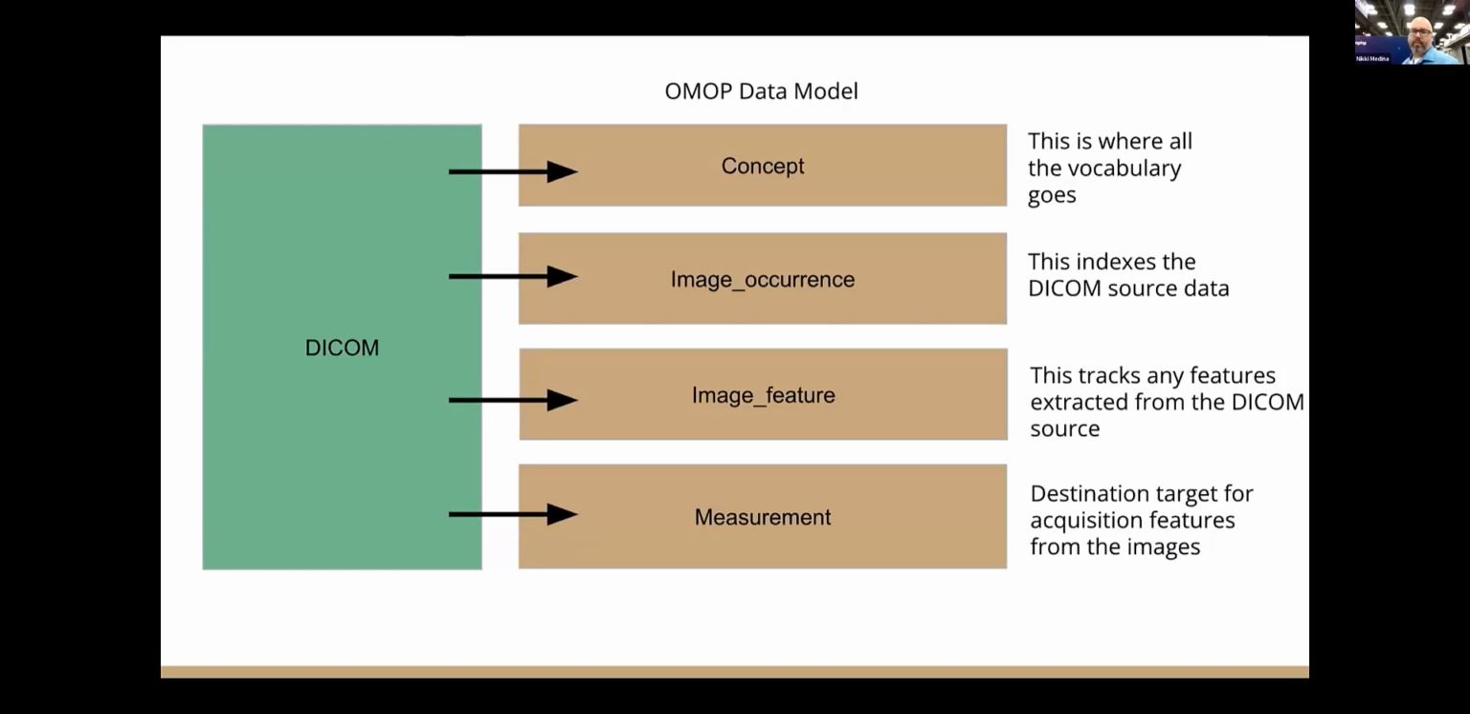The image feature table can arguably be one of the more important tables here. This serves as the actual bridge between feature and image, and it will track which specific features belong to which specific images. It's the perfect bridge between DICOM and OMOP. And then the last table is the measurement table, which stores all the values for each of these measurements.